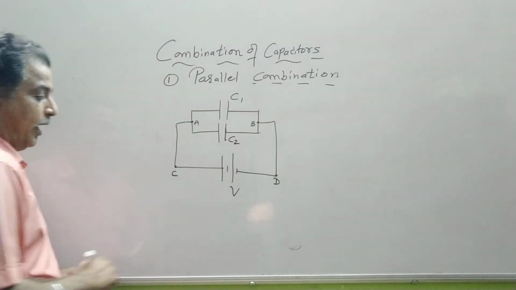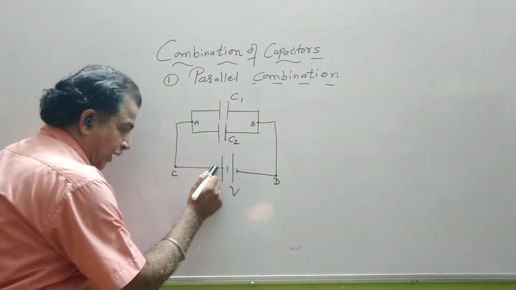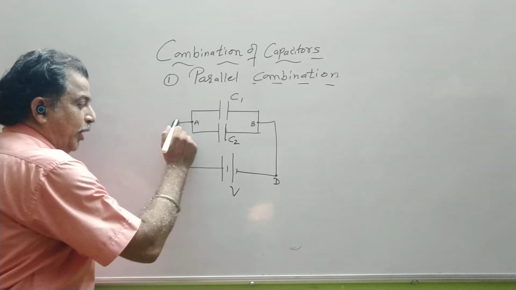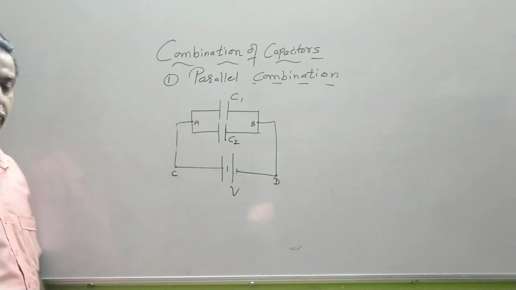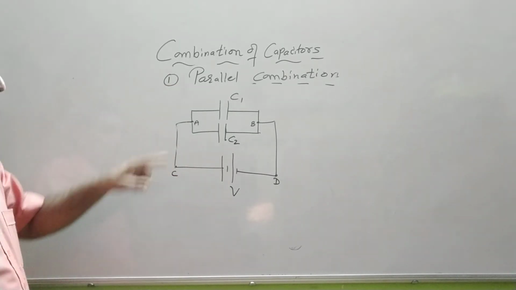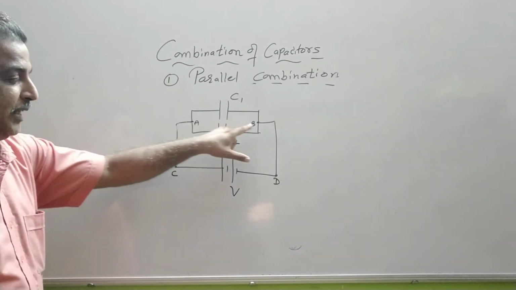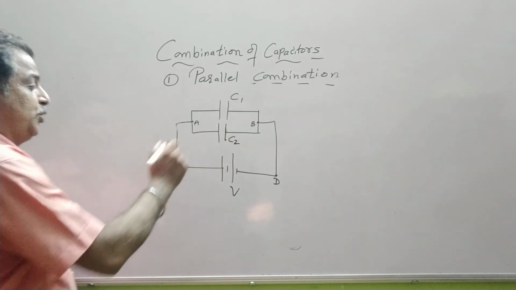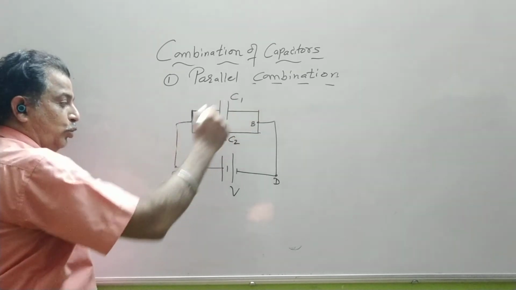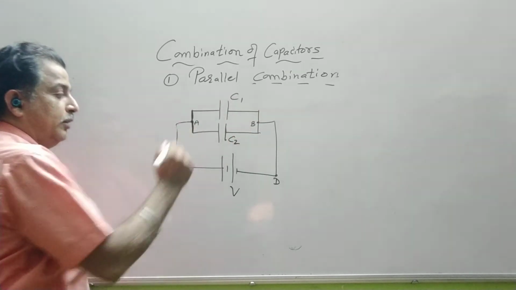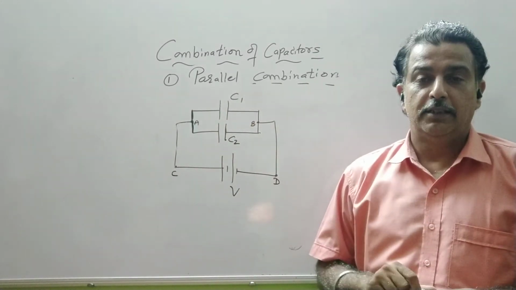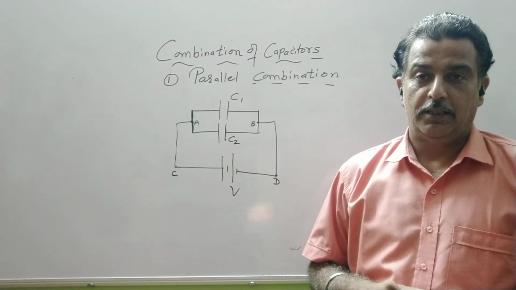Now I start moving from the positive plate to the negative plate. As I come to point A, where the division of the path takes place, that point is called a junction. So A and B are the junctions. Now at this point I have two paths. One is going to C1 and the other is going to C2. So such a combination is also known as the parallel combination.